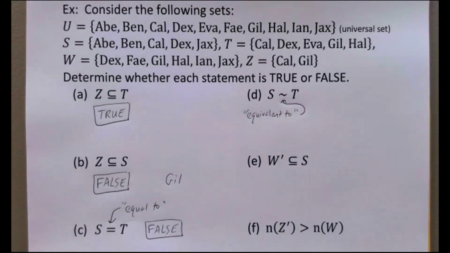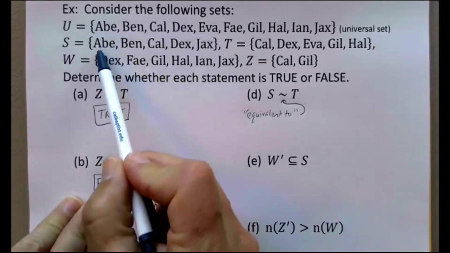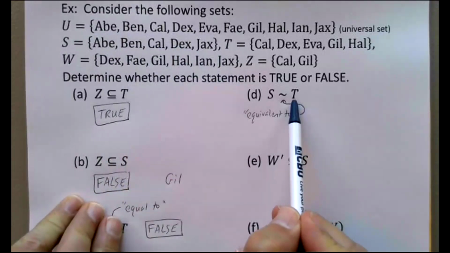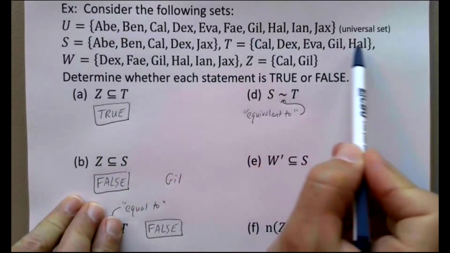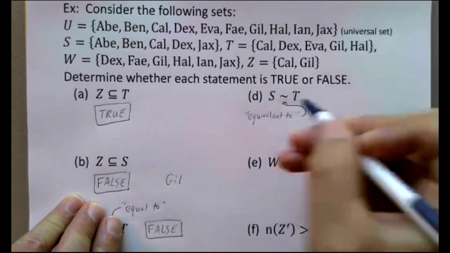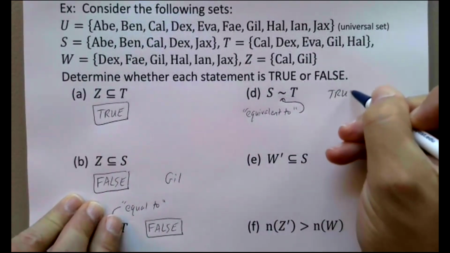That's a word we used in a previous section. If S and T have the same cardinality, we can say true here. If not, we need to say false. How many people live in set S? 1, 2, 3, 4, 5. How many people live in set T? 1, 2, 3, 4, 5. They have the same amount of elements, so they are equivalent to each other. So this is true.